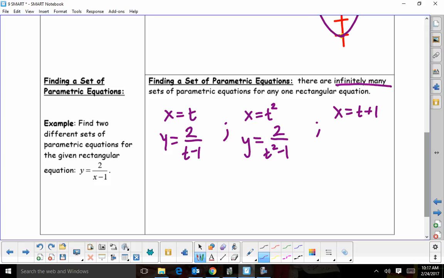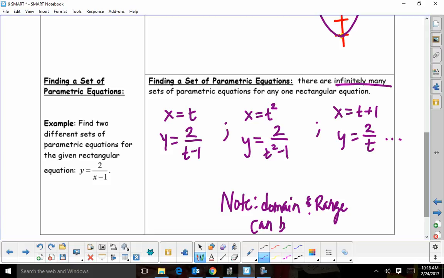Okay. Let's say I let x equal t plus 1, y equals 2 over t. Again, could I do this in infinitely many ways? What's the only thing, though, that could be different? The domain and range. Okay? So we could find these, just make a little note: domain and range can be different.